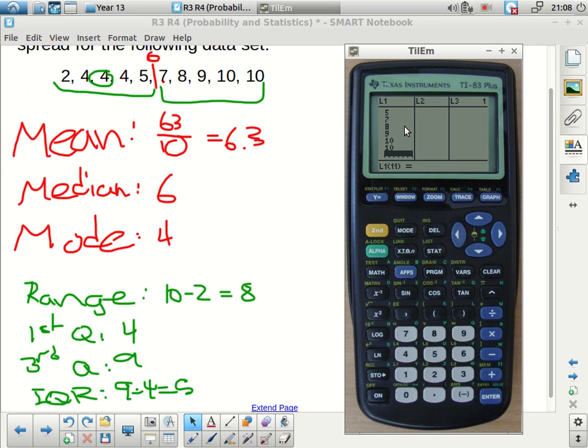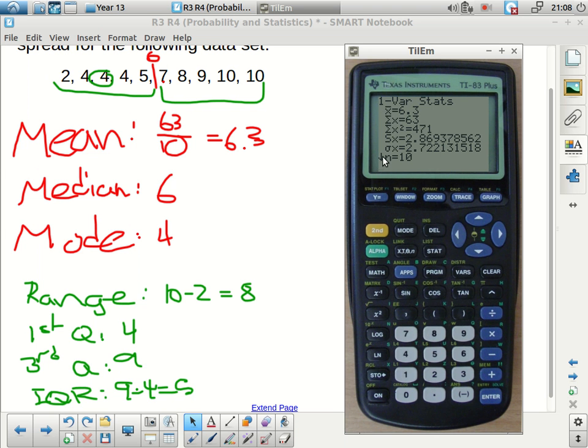Once the numbers are in the calculator, to get a lot of this information right here, we're going to press the stat button again and go over to calc and select the one var stats option and press enter, and there we go. So our mean right up here is 6.3.